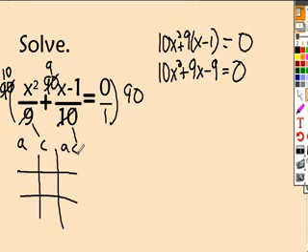So what's my A? A. B is negative 9. So AB is negative 90. I need two factors of negative 90 that have a sum of 9.